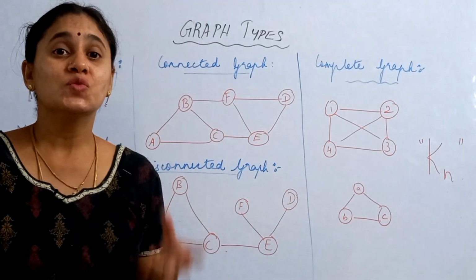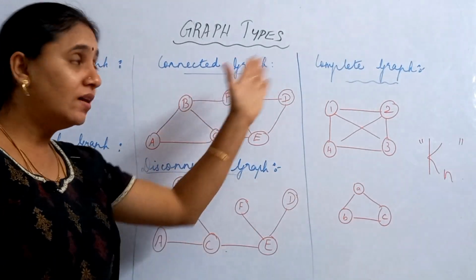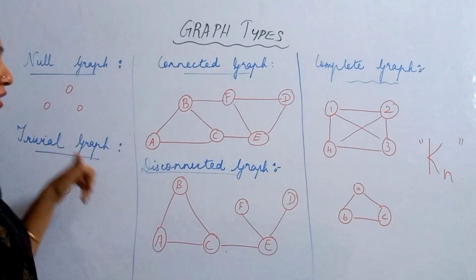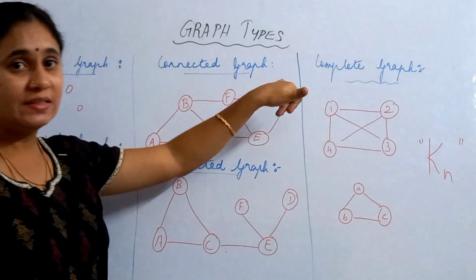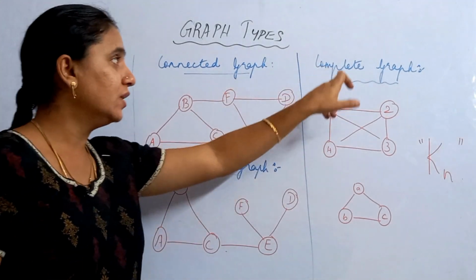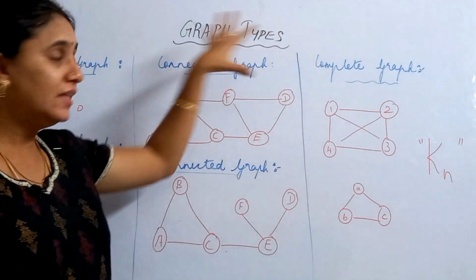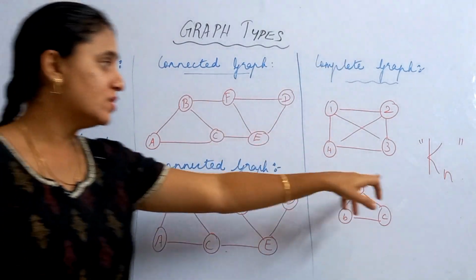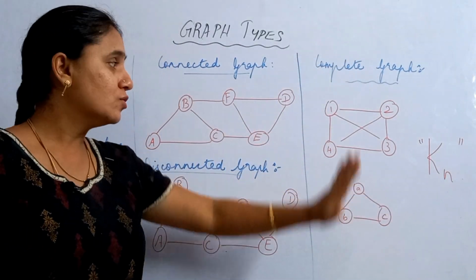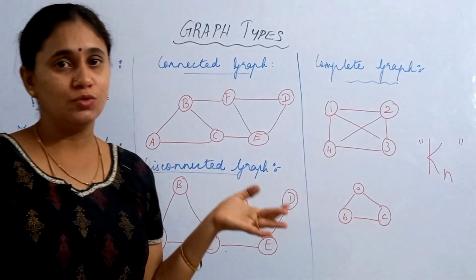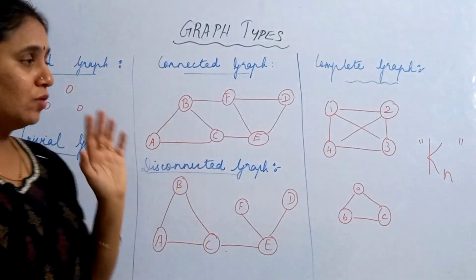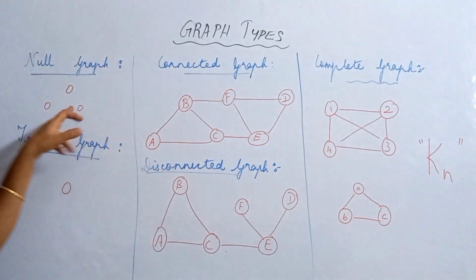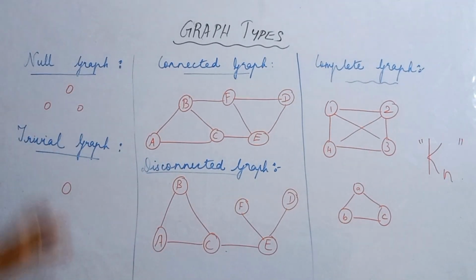So friends, now we are going to discuss other types of graphs. First is null graph, then trivial graph, connected graph, disconnected graph and complete graph. Among these, complete graph seems to be very important because it holds a formula, which you may get in MCQs. Okay friends, now we are going to discuss what a null graph is. So this is an example of a null graph.